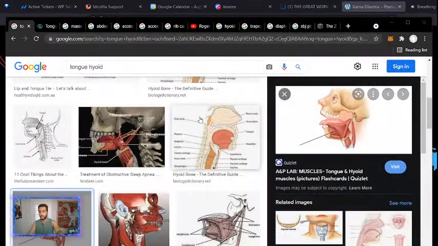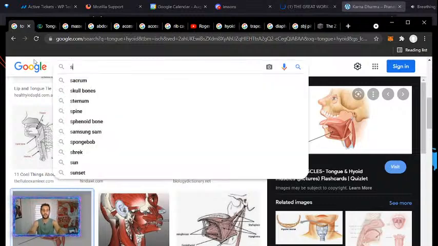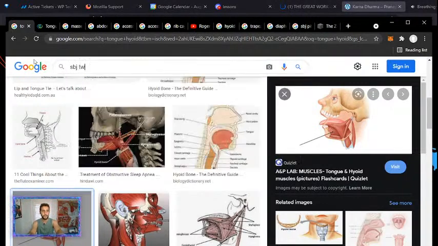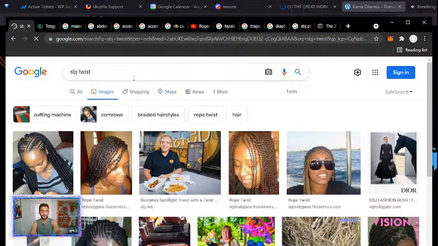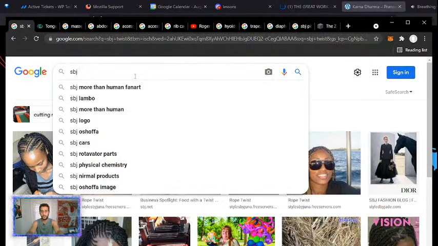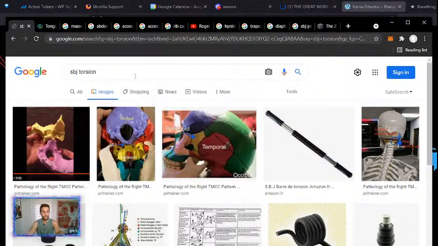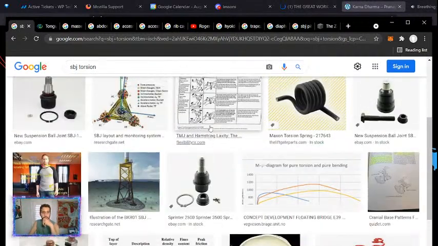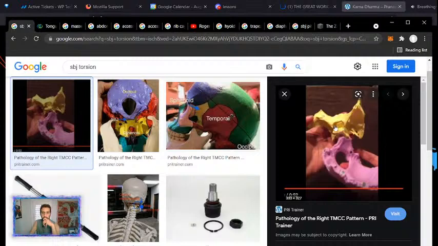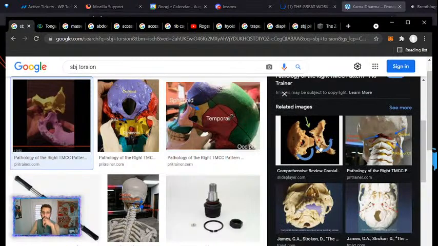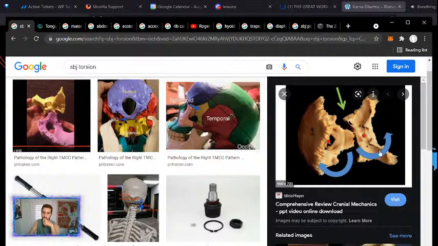I think the first thing that's going to be fixed for most people is the asymmetry, because once you get the motion moving back in that SBJ, let me look up a picture for you. This is something that's understood in osteopathy and craniosacral therapy: SBJ torsion, that's what we're looking for. So it's pretty well understood that the SBJ not being properly aligned causes facial asymmetries.